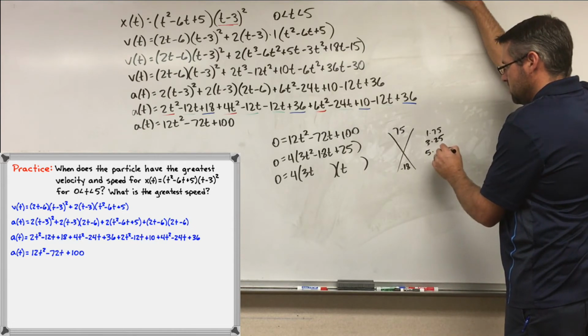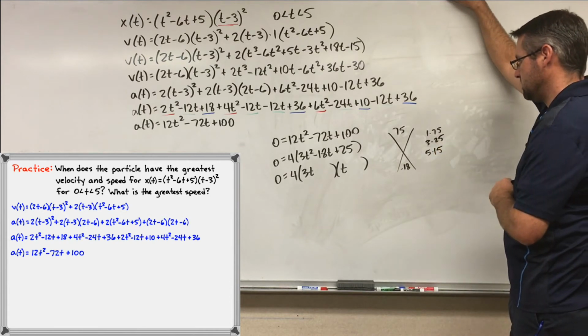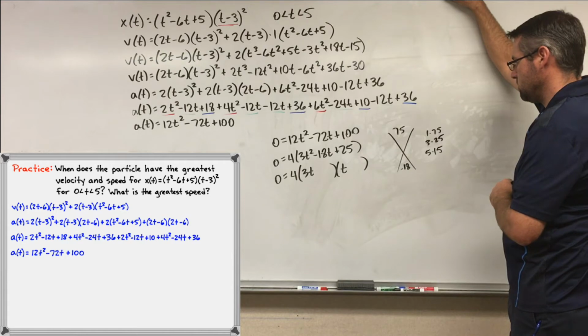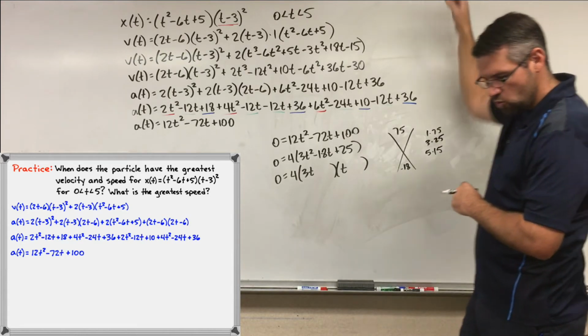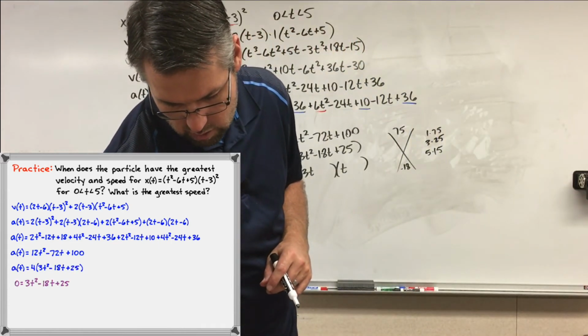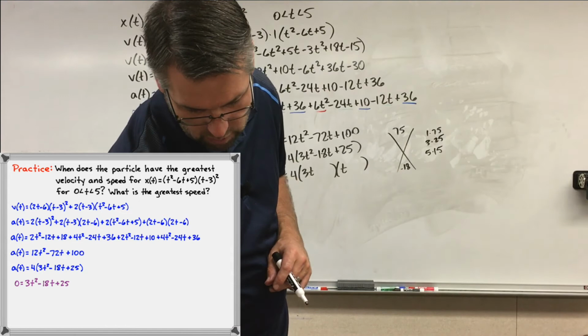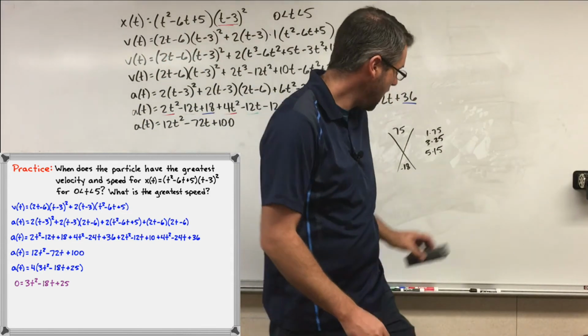5 times 15. 6, 7, 8, 9, 10. Nope, nothing else. None of those work. What did I do wrong? Let's see here. Oh, it's a calculator problem. That's why. It doesn't factor. It's not factorable.